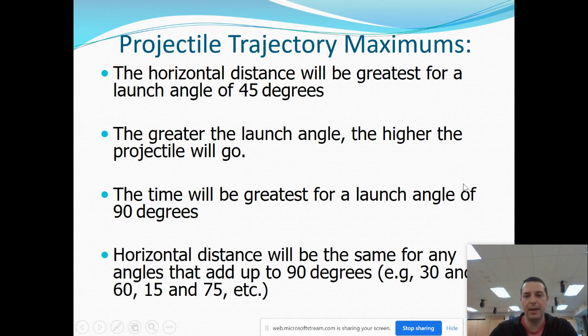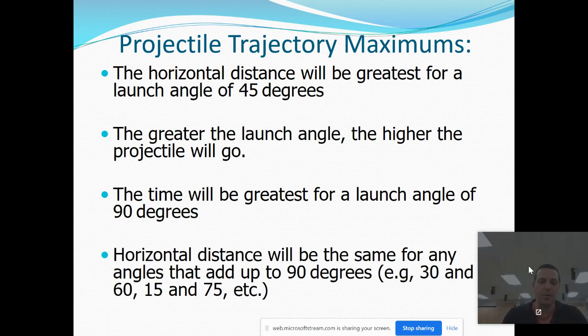If you're trying to compare two different horizontal distances, the horizontal distances will be the same for any two angles that add up to 90 degrees. So that means a 30 degree and a 60 degree launched object will land in the same spot. The differences will be how long it takes them to get there and the angle at which they land.